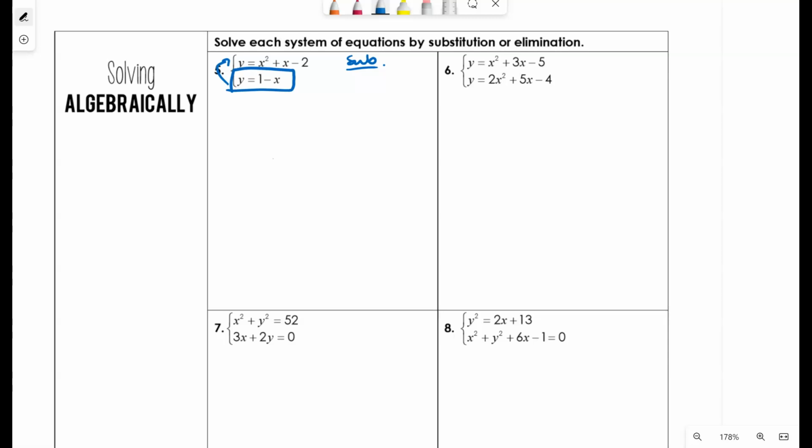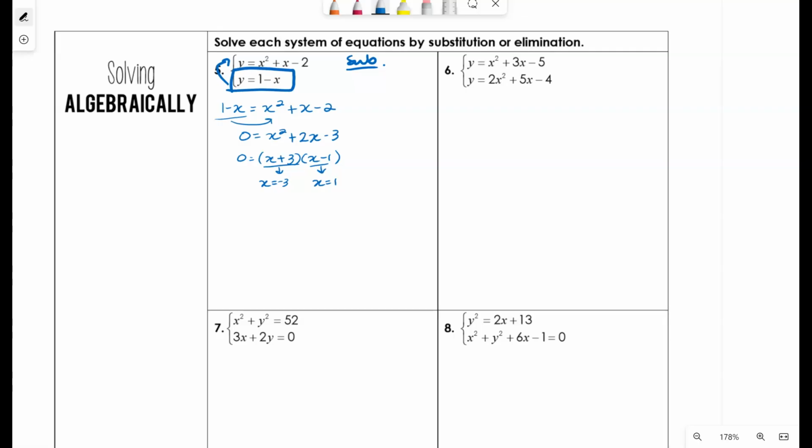In the substitution, we're going to have 1 minus x equals x squared plus x minus 2. So we're going to move this over. In moving both of these over to this side, remember we crossed the line, we changed the sign, so we're going to get 0 equals x squared plus 2x minus 3. We can factor this, and this becomes 0 equals (x plus 3)(x minus 1). So we're going to break it up because this tells us that x equals negative 3 by the zero product property, and x equals 1.